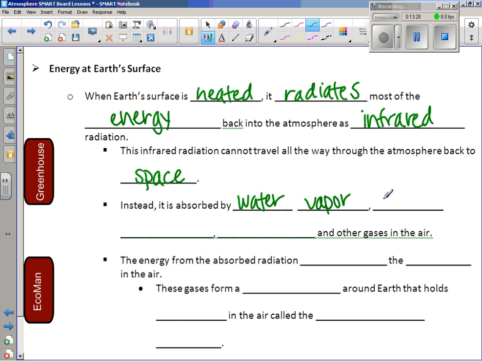carbon dioxide, methane, and other gases in the air. So this infrared radiation is absorbed by the water vapor, carbon dioxide, and methane, as well as other gases that are in the air. Now the energy from the absorbed radiation heats those gases, because we said that infrared, you can't see it, but you can feel the heat produced by the infrared radiation. So when these gases are absorbing the infrared radiation, it heats those gases in the air.